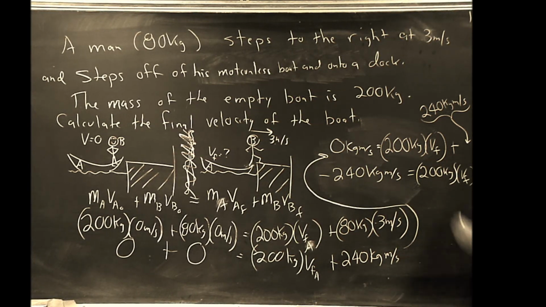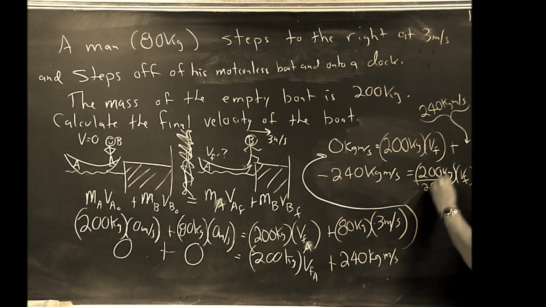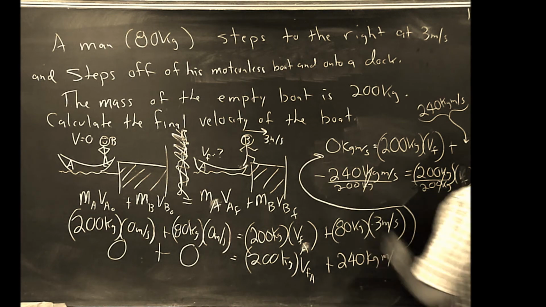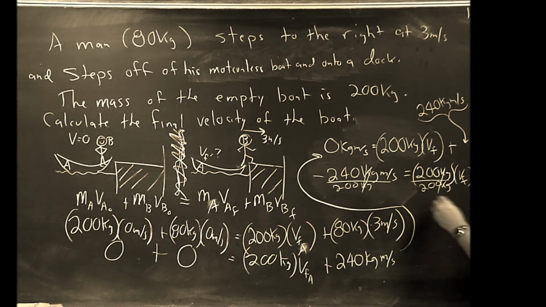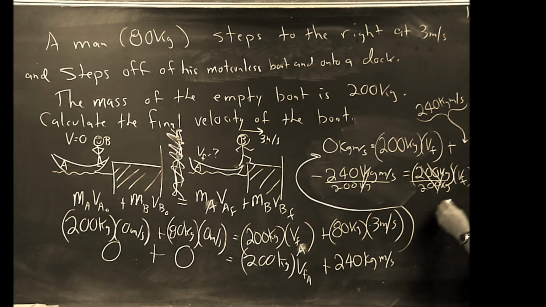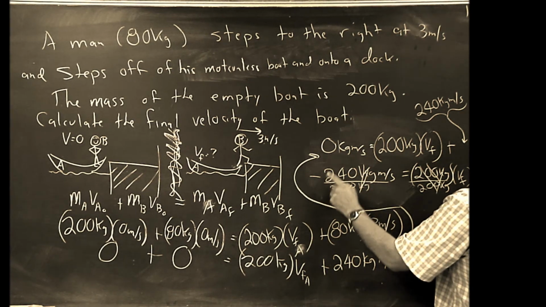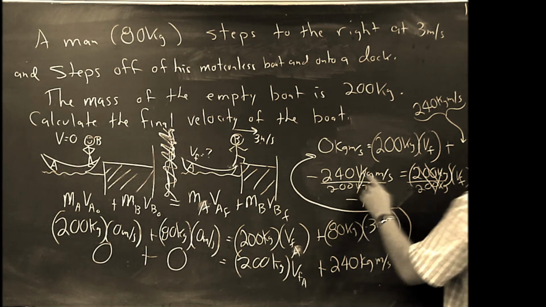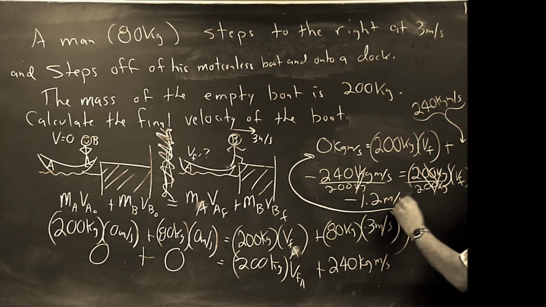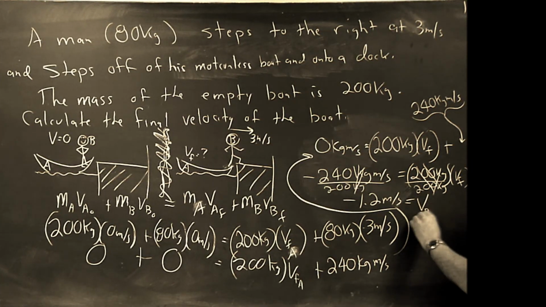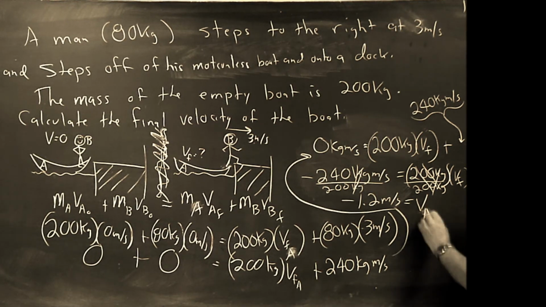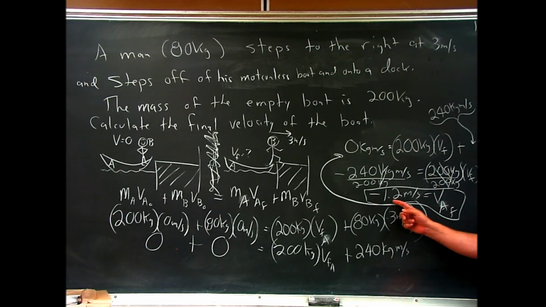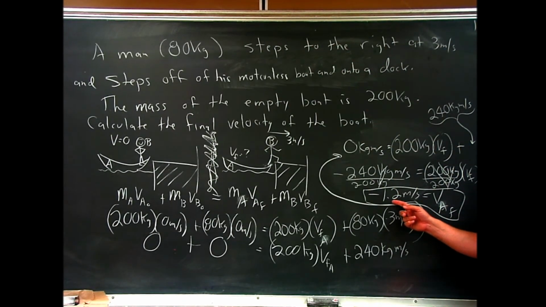And I'll divide both sides by 200 kilograms. So this is all gone, and on one side I have minus 1.2. The only unit left is meters per second, and that equals VA final. What does the minus mean? The minus means that the boat is going towards the left.